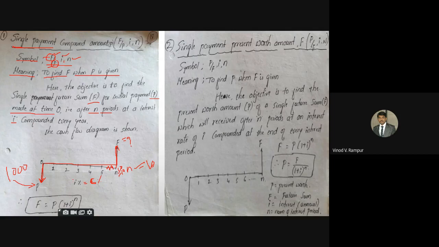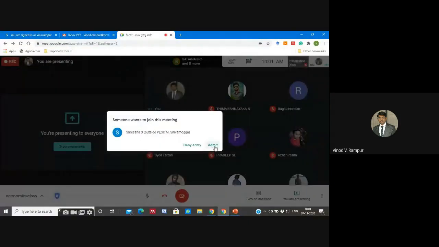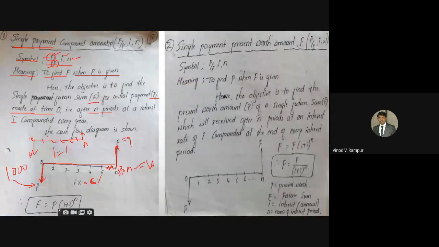Like that we have to draw the cash flow diagram. Some amount I am taking, that is P, at a time period of 0, up to n, and how much I am getting after this n period at the rate of interest i. Like that we have to draw the cash flow diagrams. Okay, and this is the first type of the problem.